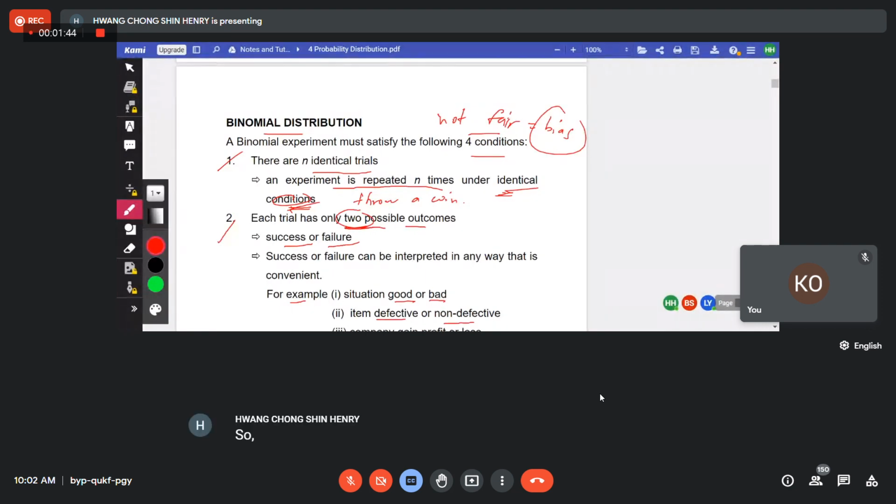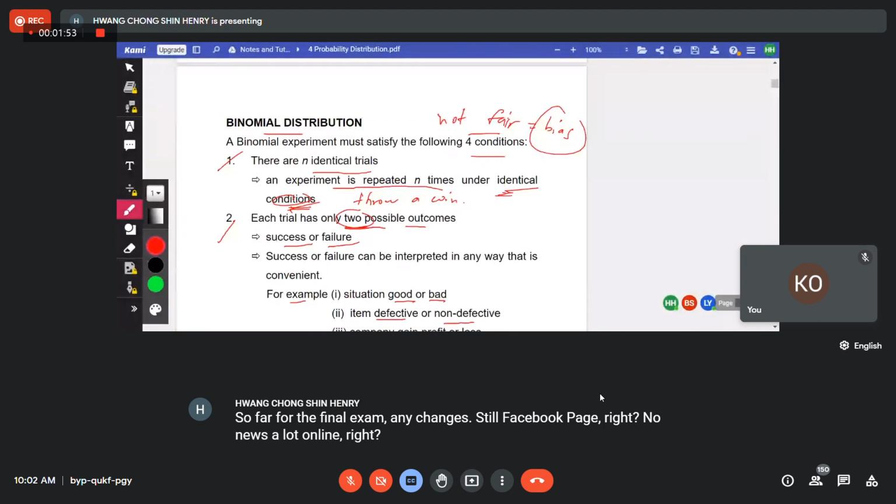So far for the final exam, any changes? Still face-to-face, right? No news about online, right? Check your information. No, still face-to-face, right?